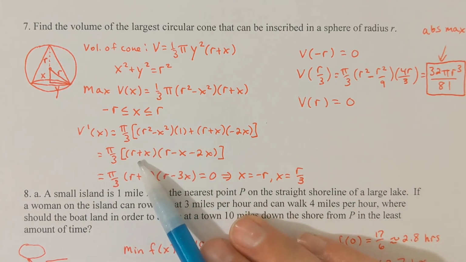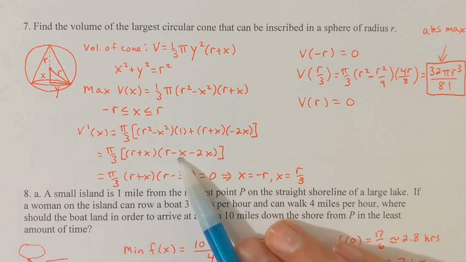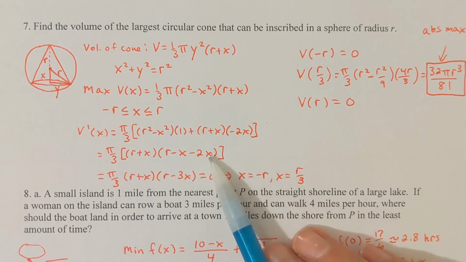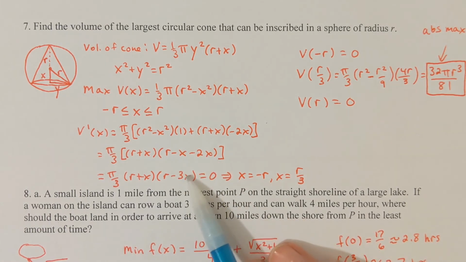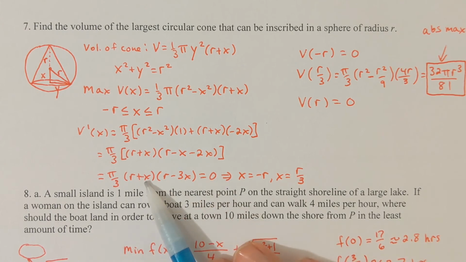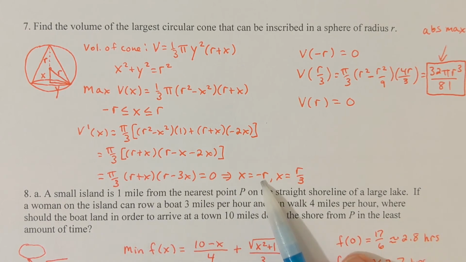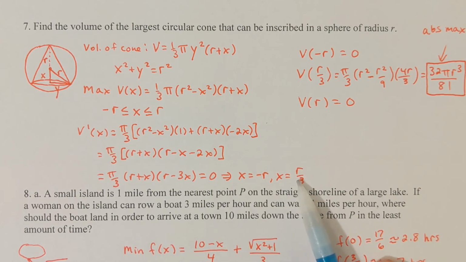So once I've pulled out the r plus x, there's an r minus x still left in group 1, and then we've still got this minus 2x from group 2. Or r minus 3x would be the simplified form of the leftover. Set this equal to 0 and solve for x. R plus x equals 0 means that x equals negative r. R minus 3x equals 0. Subtract r and divide by negative 3. That means that x is r over 3.